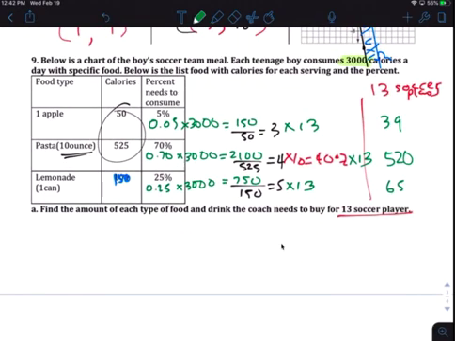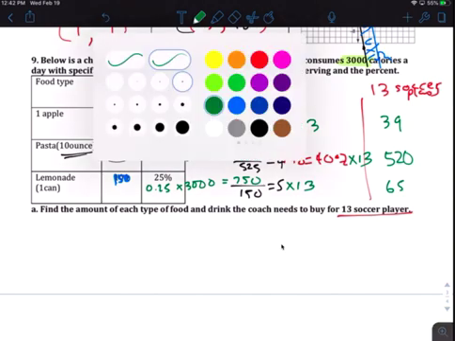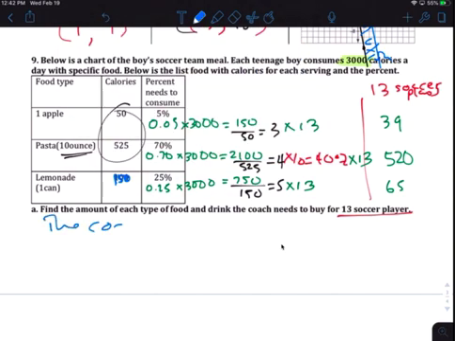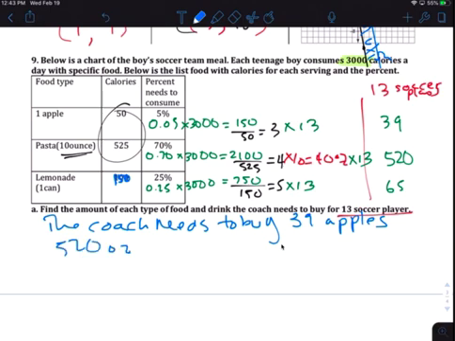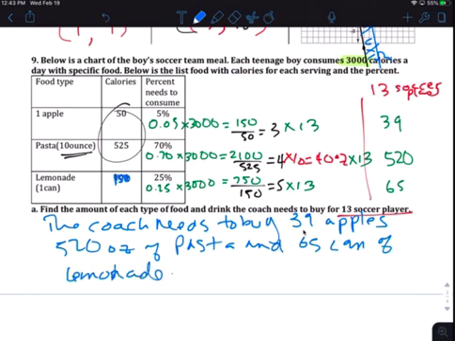Okay, the amount of each type of food and drink the coach needs to buy for 13 soccer players. The coach needs to buy 39 apples, 520 ounces of pasta, and 65 cans of lemonade. And that's it. Hopefully this helps.